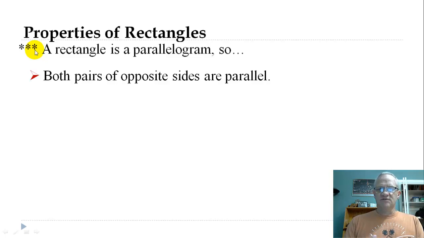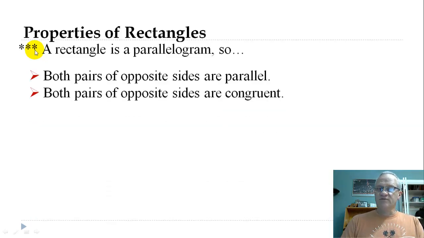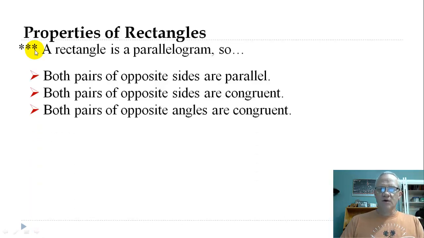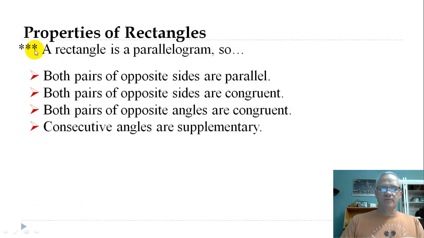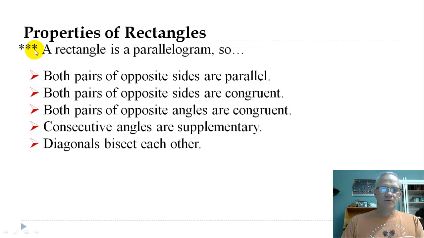First of all, since a rectangle is a parallelogram, both pairs of opposite sides are going to be parallel, just like a regular parallelogram. Both pairs of opposite sides are going to be congruent, just like a regular parallelogram. Both pairs of opposite angles will be congruent, just like a regular parallelogram. The consecutive angles, the angles right next to each other, will be supplementary, so that means they'll add up to be 180 degrees. And the diagonals will bisect each other. Okay, so all those things are still true in rectangles. So if we have a rectangle, we can still use any of those things to help us solve problems.